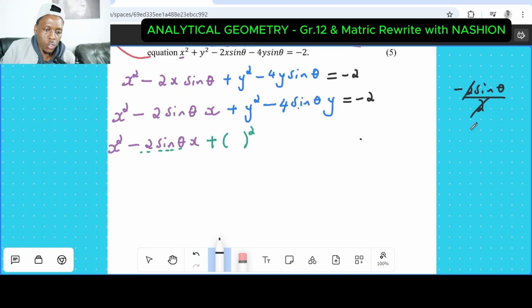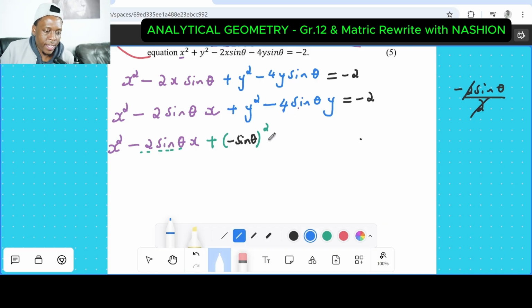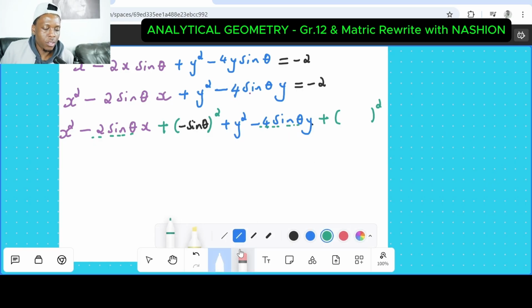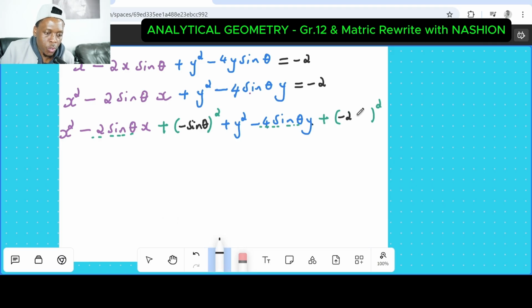So 2 will cancel 2. We are left with negative sine theta. Write it in brackets here, negative sine theta. Then the y's: y squared minus 4 sine theta y. So we are going to add something again here and square it. What are we adding? We are taking the coefficient of y, which is negative 4 sine theta, and divide it by 2. So when we divide negative 4 by 2, we are getting negative 2 sine of theta. Everything is equal to negative 2.